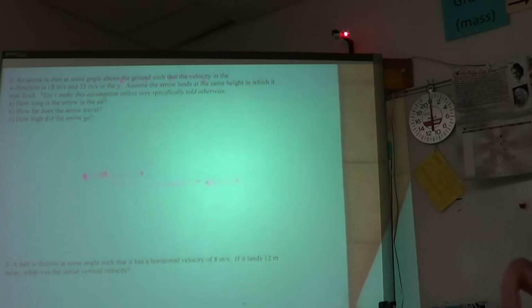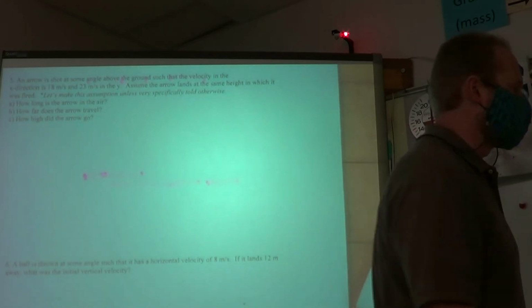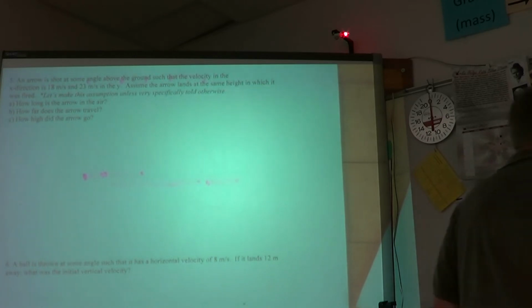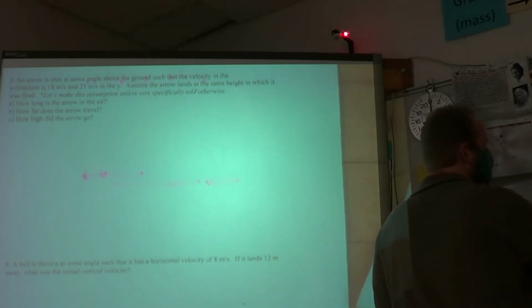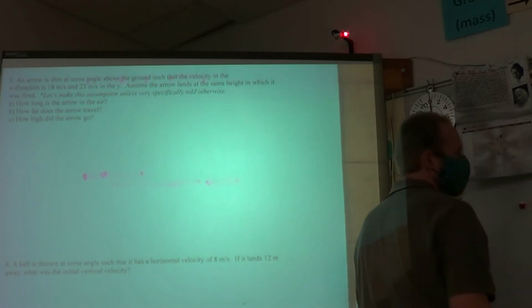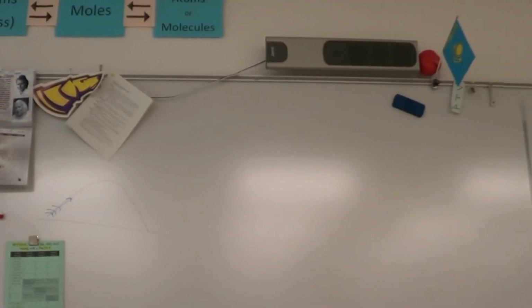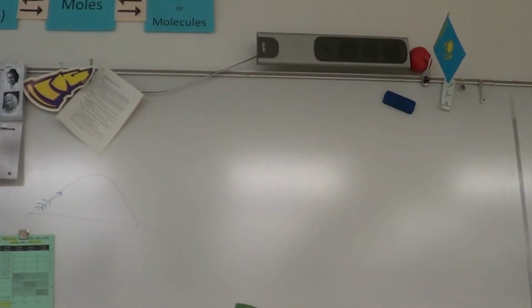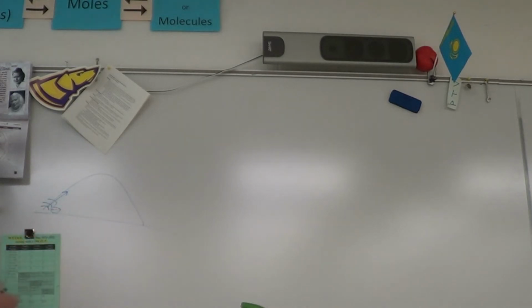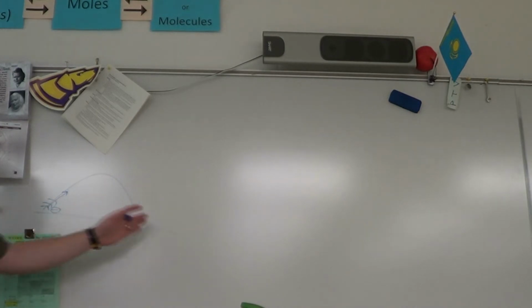Couple things: how long is the arrow in the air? How far does the arrow travel? How high did the arrow go? There's a couple different questions we could deal with. I think quick sketches are helpful. The idea is I have some arrow, and the arrow is going to go like that, with some parabolic motion. It's at some angle, theta. I don't care what theta is, but it's going to land some distance apart.